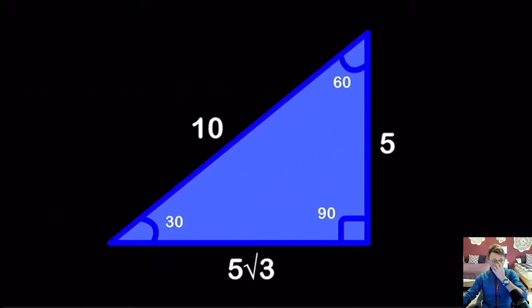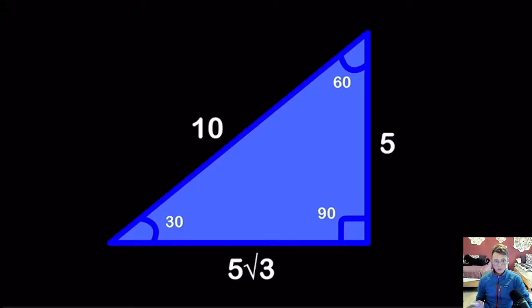Okay, the next one we're going to look at is the 30, 60, 90 triangle. And this is, again, a right triangle, because we have the 90 degrees there. With this one, we're going to have the angles set up so that one is 30. If one is 30 and it's a 90-degree triangle, the other one has to be 60.